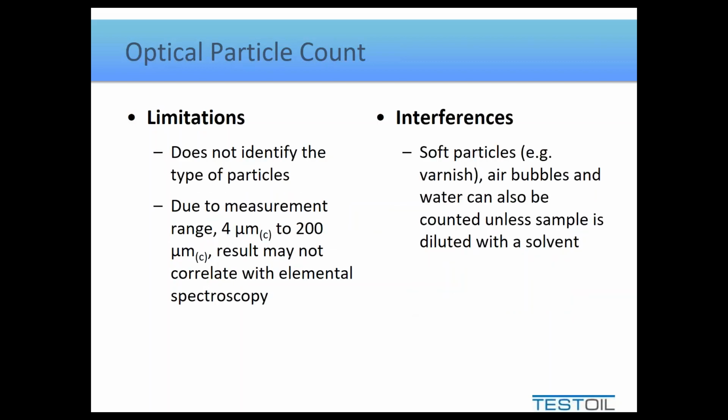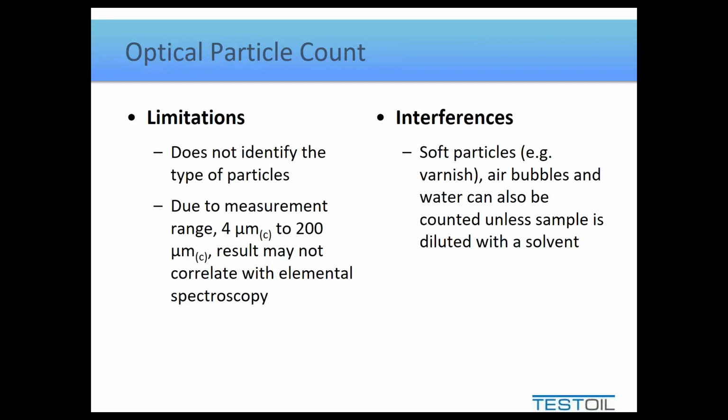Now, the other limitation to this test is, of course, it doesn't tell us what the particle is. It's just a count. So how many of what size shadows went by? The other thing to note, and this is where it plays back into spectrometric analysis, is this test is measuring essentially 4 microns and up. The upper range of this test is determined by the instrument. Essentially, around 100 to 200 microns, larger particles are not counted, simply because the flow cell is about a 100 micron gap. So if the particles are significantly larger than that, they simply do not enter the path.